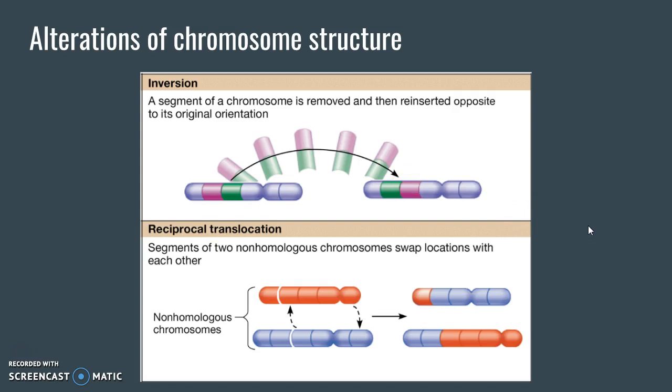And we have reciprocal translocation, and that's when you have two non-homologous chromosomes, right? So they're not like each other. And we see that here, the red and the blue, and also the shorter length and the longer length. We're going to take this whole section here and this whole section here, and they're going to switch. And that's reciprocal translocation. All right, well, that's a look at some of our chromosomal mutations.